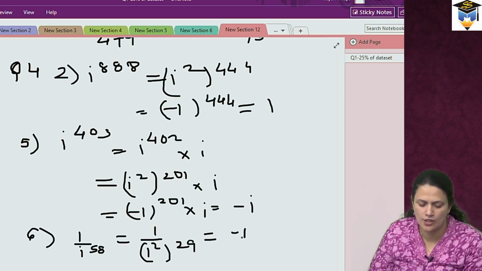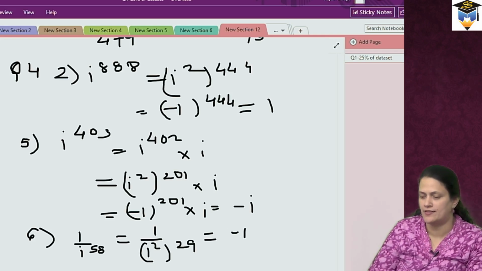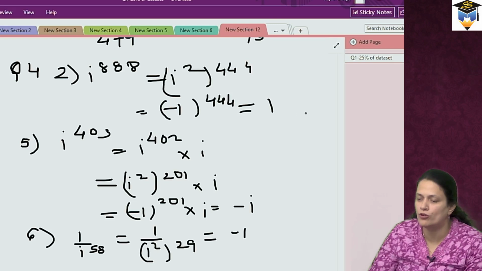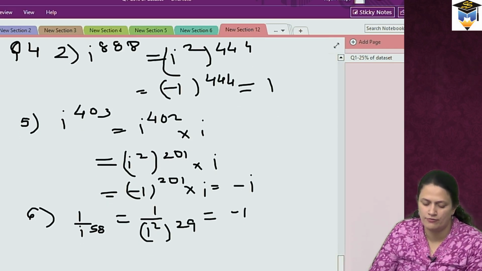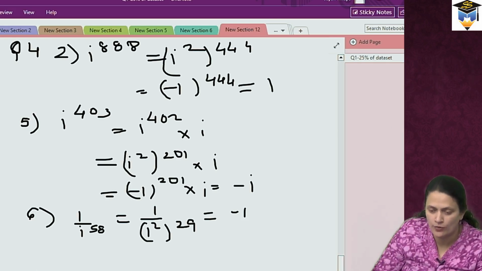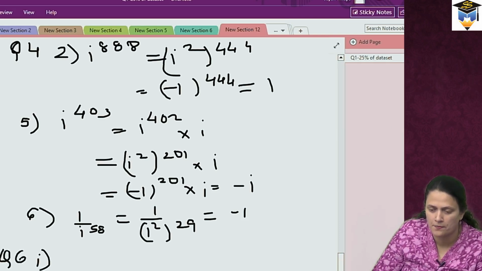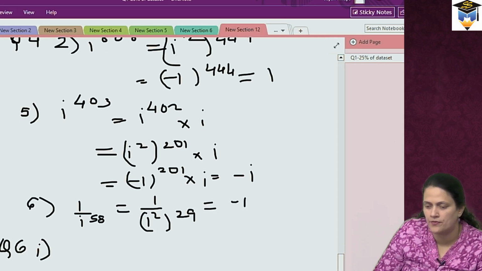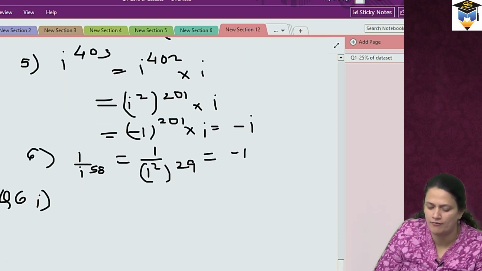Now let us solve question number 5 after this. Okay, the rest from question number 4 are for homework. I think 5 is also quite easy. From question 6, now we will solve question number 6, the first one.